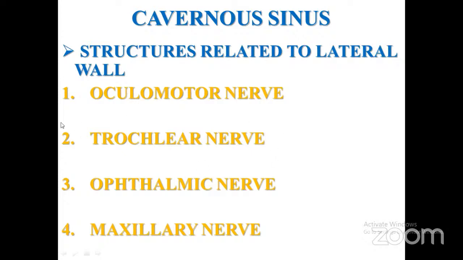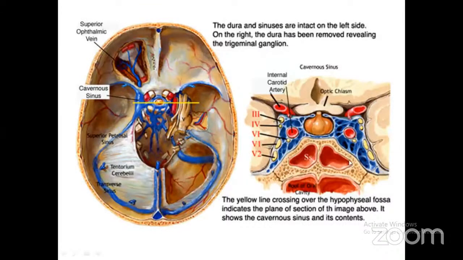You can notice there in the lateral wall from below upwards: maxillary nerve, ophthalmic nerve, trochlear, which is the thinnest cranial nerve there, and oculomotor. By passing through this lateral wall, they gain access to the orbit via the superior orbital fissure. The maxillary nerve will enter through the foramen rotundum into the pterygopalatine fossa, whereas the ophthalmic division will divide into nasociliary, frontal, and lacrimal branches. Oculomotor and trochlear pass through the superior orbital fissure to enter the orbit.